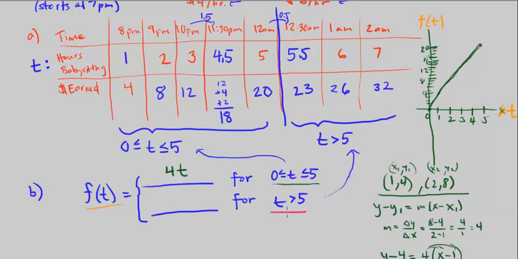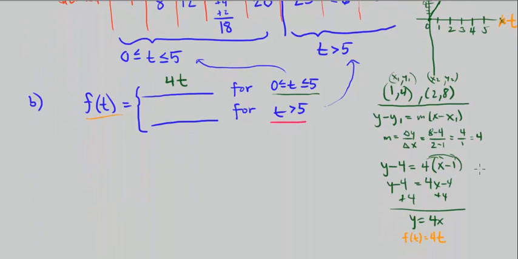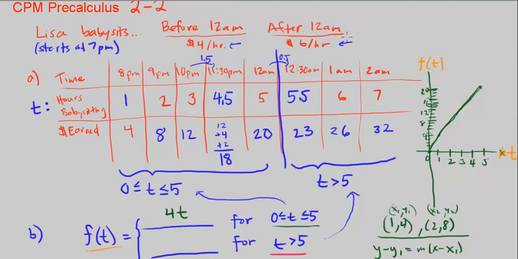Okay, well, the second piece is t is greater than 5. Again, we see the rate, right? Well, the rate, remember, before 12 a.m., the rate was $4 an hour, right? Well, that was also the slope, right? Because that was the change of our output over time, right? That was just $4 an hour. Well, that is the change in the money over the change in time. Okay, so it's change in y over change in x. So this is going to make me believe that after 12 a.m., our rate is $6 an hour, so our slope is probably going to be $6 too.